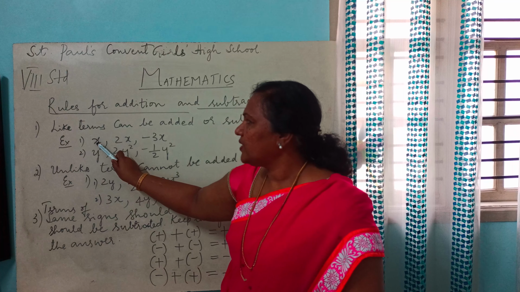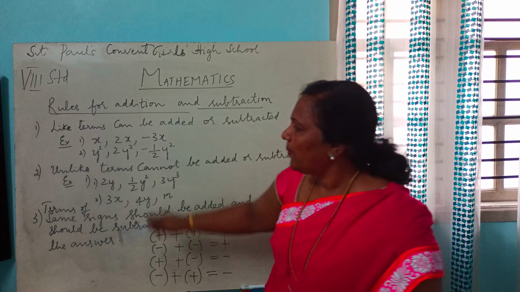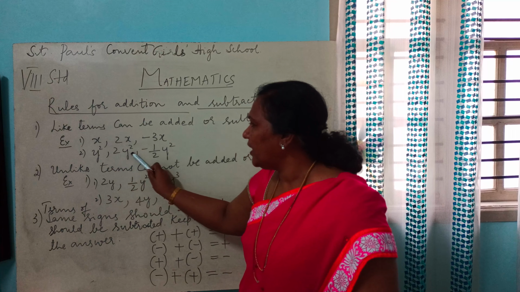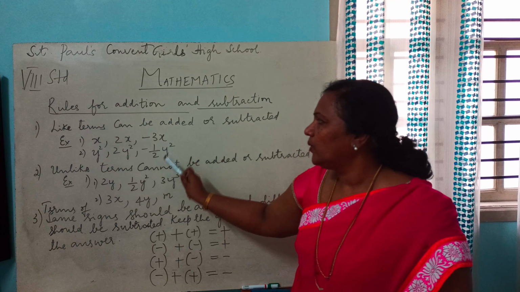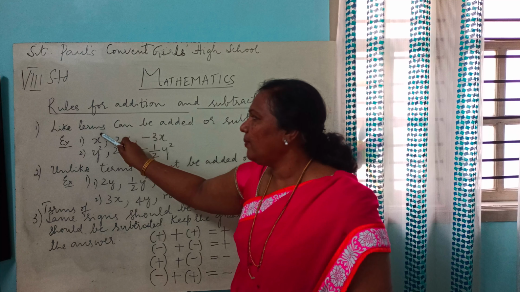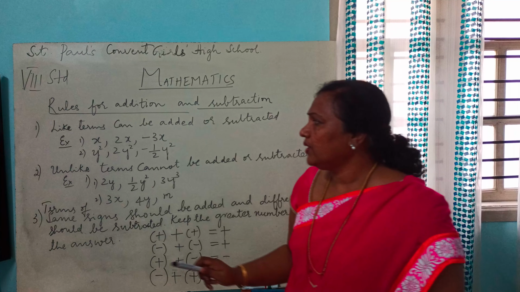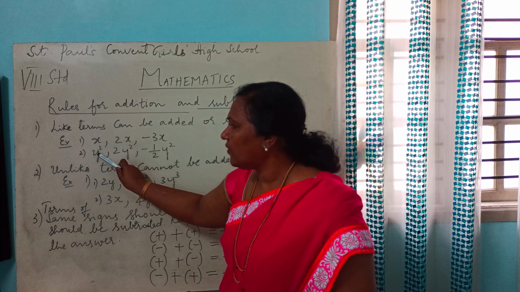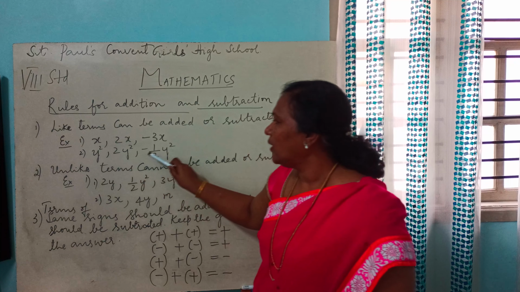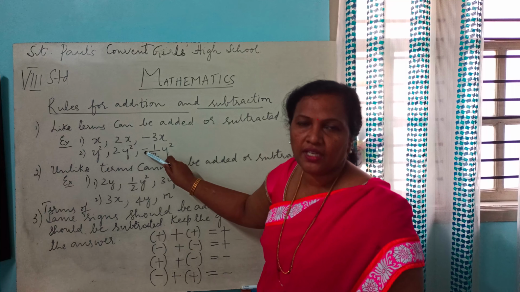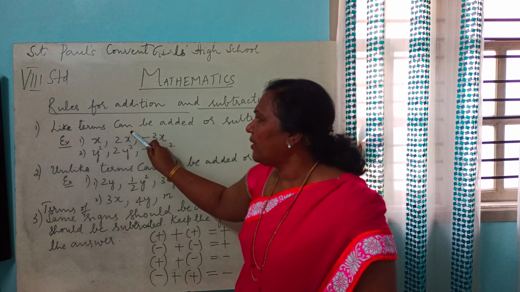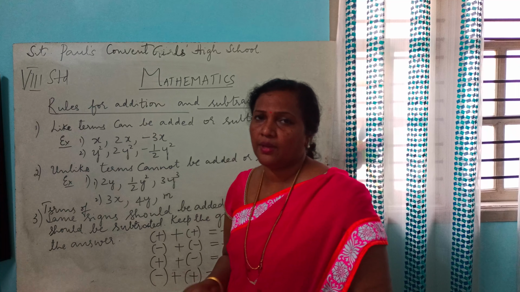For example, you see here the variable is x, power is 1. In the second example, the variable is y, power is 2. So they are like terms. Like terms should have the same variable and the same power. Don't consider the coefficient. The coefficient of y squared here is 1, the coefficient of the second y squared is 2, and here the coefficient of y squared is minus half. Only you should see whether variables are the same and powers are the same. Then they can be added or subtracted.